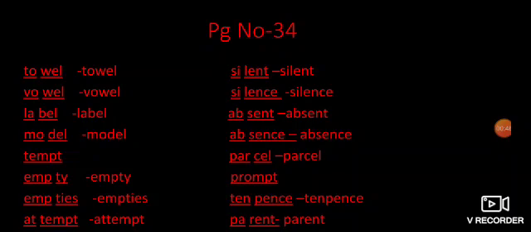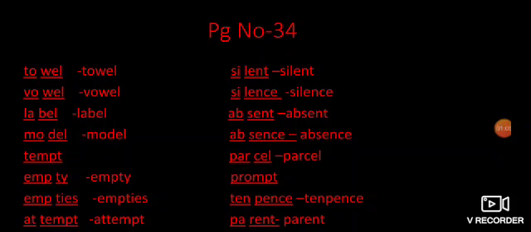W-E-L, vowel. Vowel means we know A, E, I, O, U. These 5 letters are called vowels. They are used to make any word. Okay, to make any word, we need to put one vowel. This is very important. Then, label.